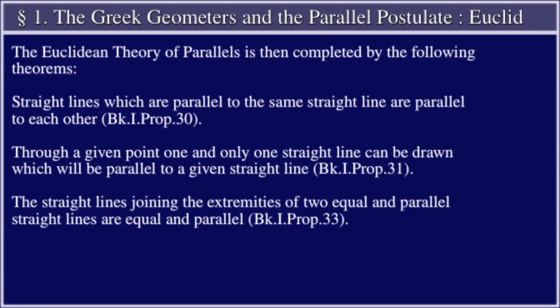The Euclidean theory of parallels is then completed by the following theorems. Straight lines, which are parallel to the same straight line, are parallel to each other. Book 1, Proposition 30. Through a given point, one and only one straight line can be drawn which will be parallel to a given straight line. Book 1, Proposition 31. The straight lines joining the extremities of two equal and parallel straight lines are equal and parallel. Book 1, Proposition 33.